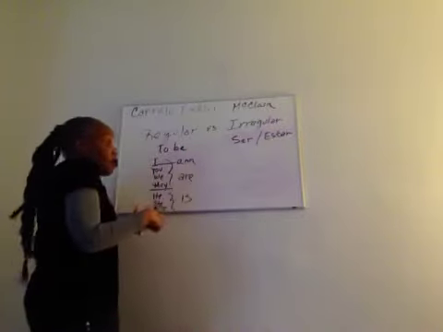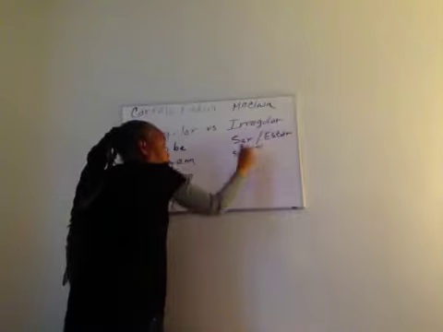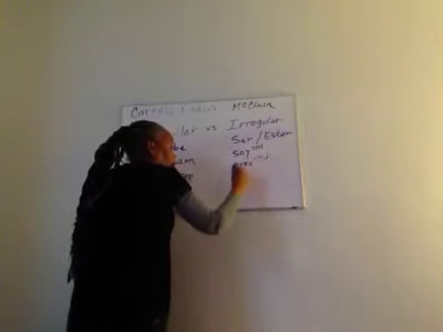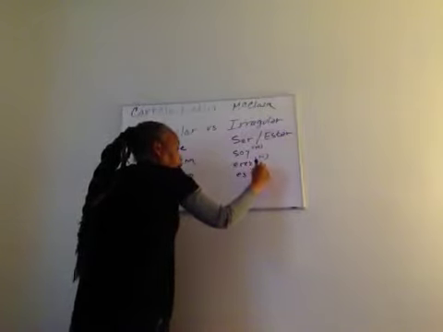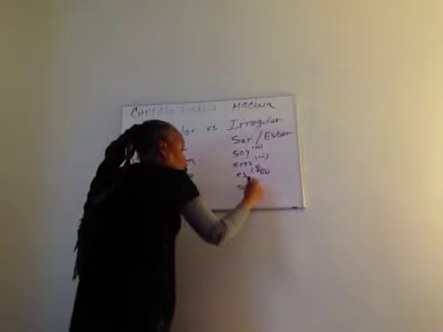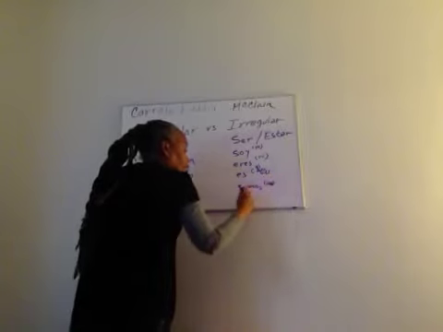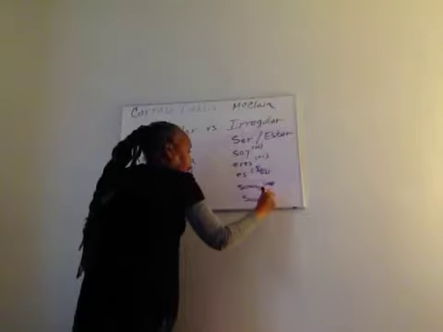They don't follow the rule. It's soy for yo, eres for tú, es for él, ella, usted, somos for nosotros, oops, and son for ellos, ellas, and ustedes.